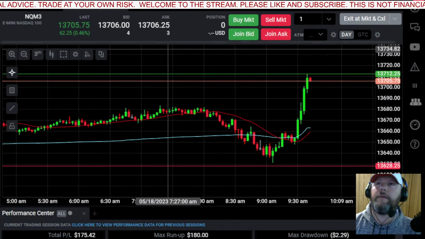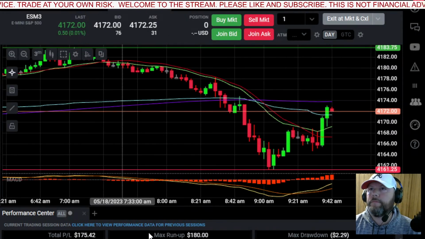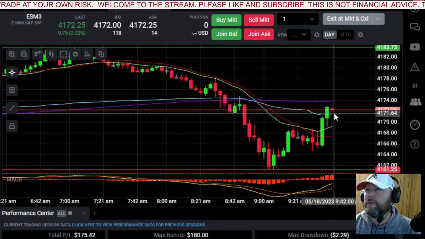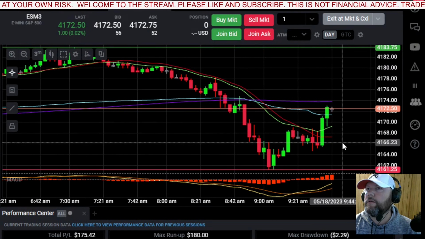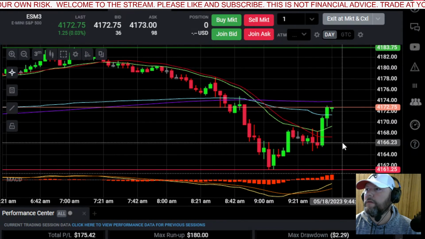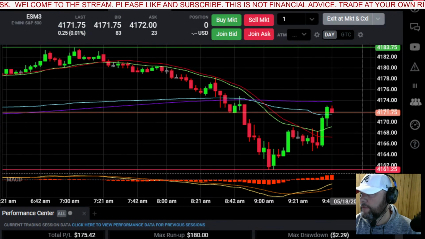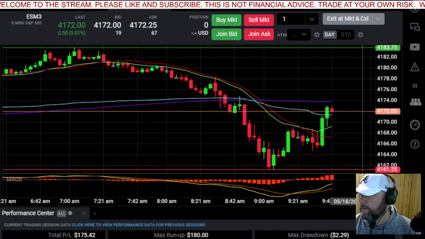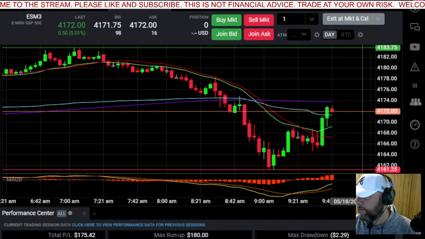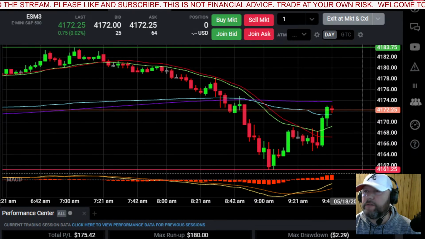All right, ES finally breaking through the VWAP here. See if it holds it, turns this VWAP into some support. ES is quite a ways away from the next pivot. Let's see where the next pivot is on the ES. Yeah, it's all the way up at 41.93, so quite a ways to go.